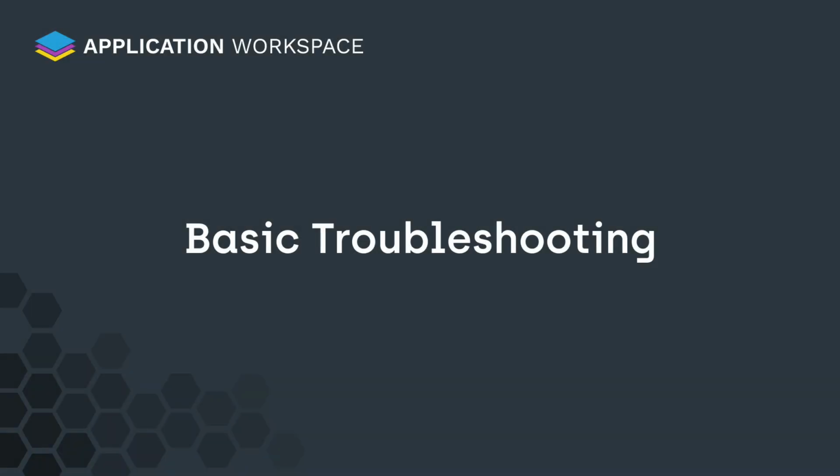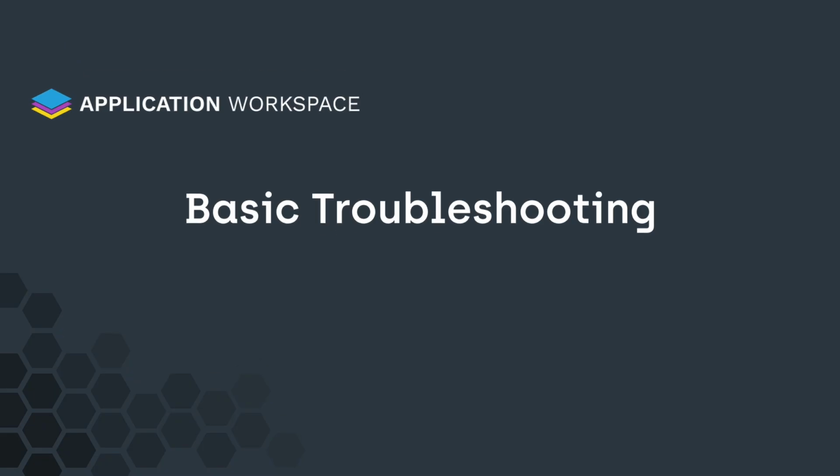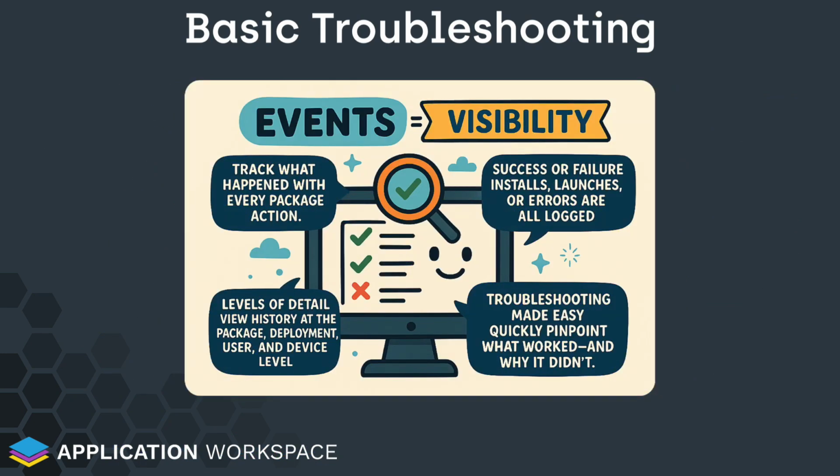When it comes to any software platform, it's important for admins to know how to troubleshoot issues as they arise. Application Workspace includes built-in tools to help you quickly identify whether something worked or why it didn't. One of the first tools you'll want to become familiar with is events. Events provide visibility into the history of package actions, whether something was successfully installed, launched, or encountered an error.